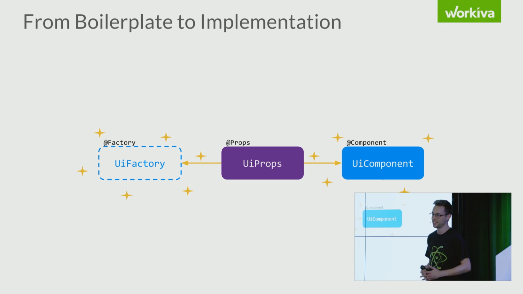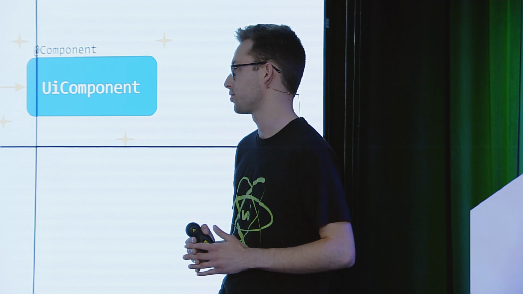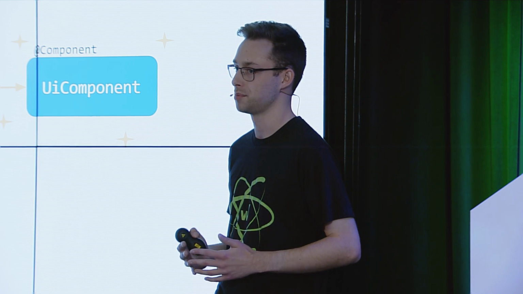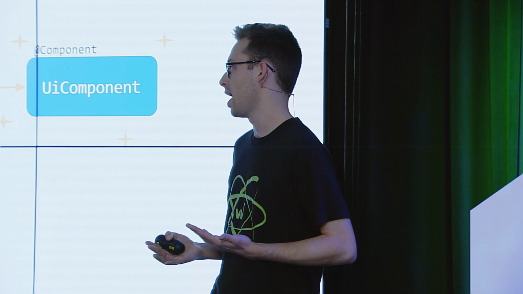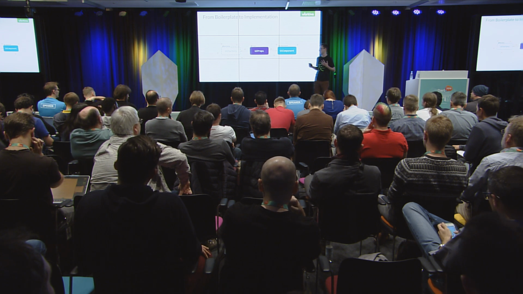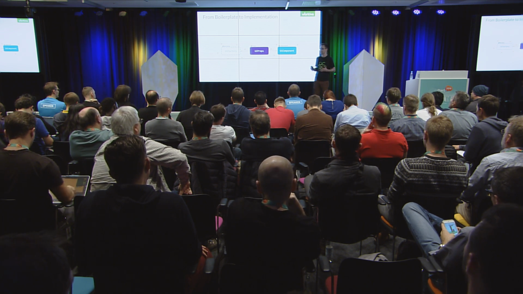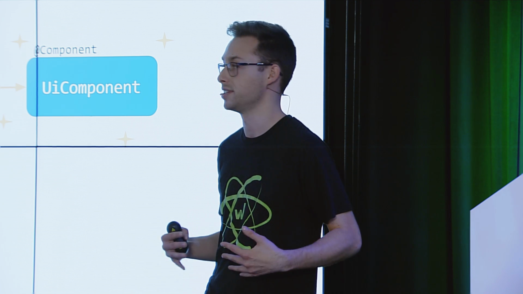There's a bunch of stuff that needs to happen under the hood. You have to register a component with the React Dart factory. There's also some weird stuff around constructors that we didn't want to put on consumers. So basically, to minimize boilerplate, we just kept the UI props, UI factory, and UI component declaration as is, and had the transformer do all the heavy lifting.